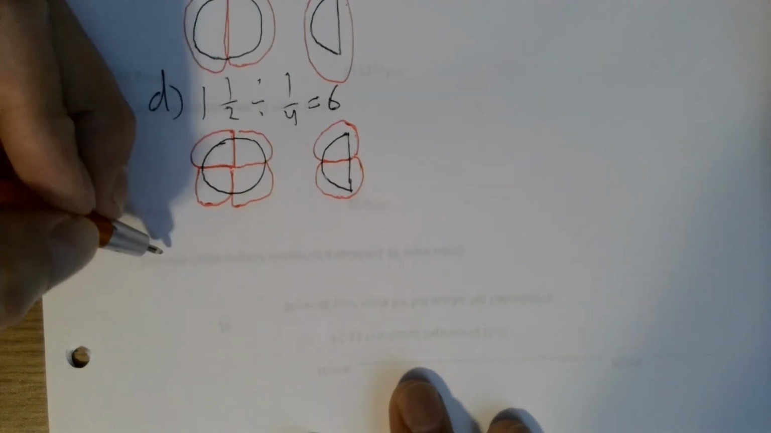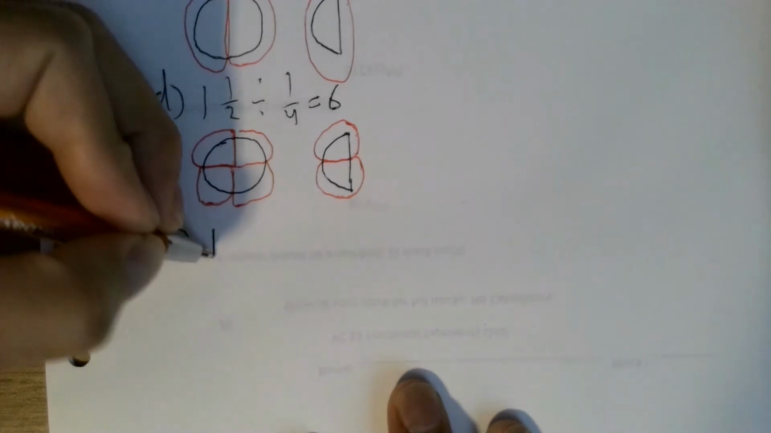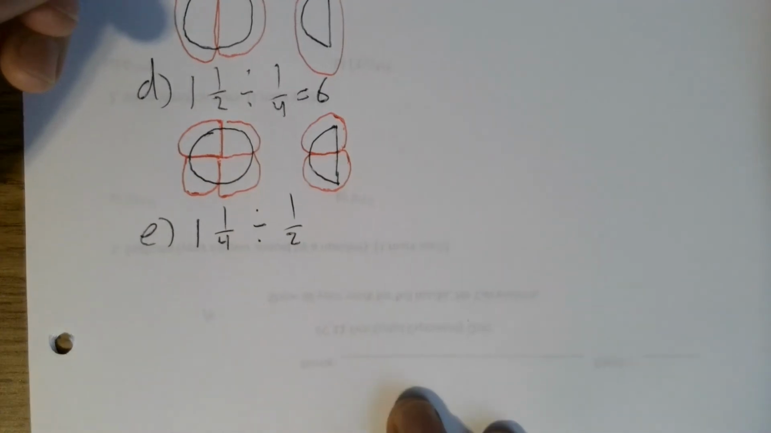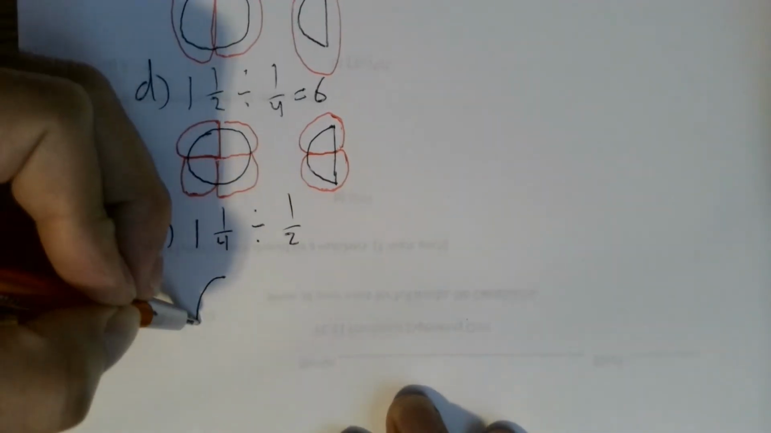Okay, and one more of these. We've got 1 1/4 divided by 1/2. So this time I've got a pizza and 1/4.